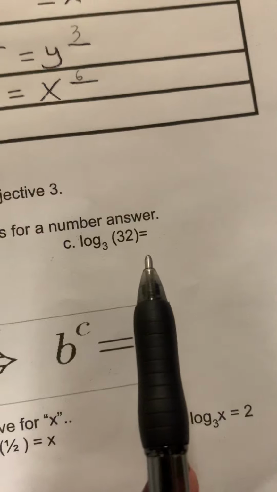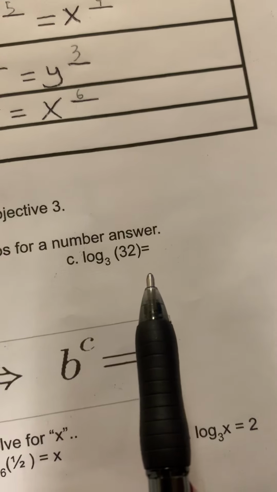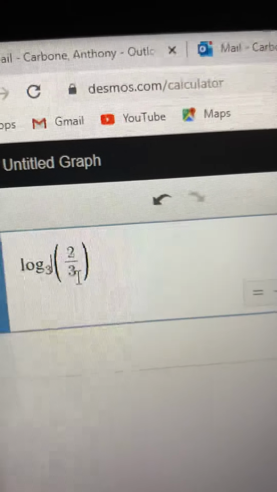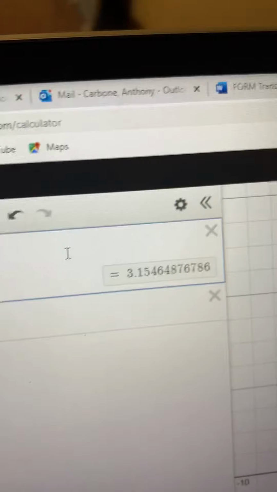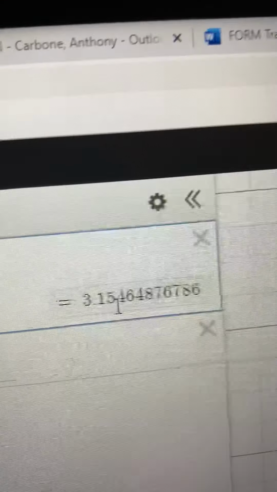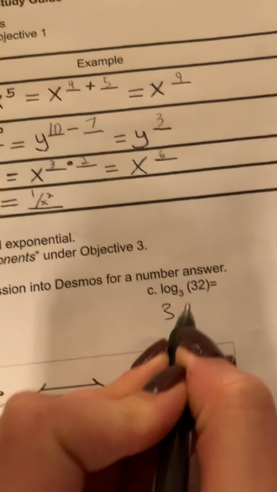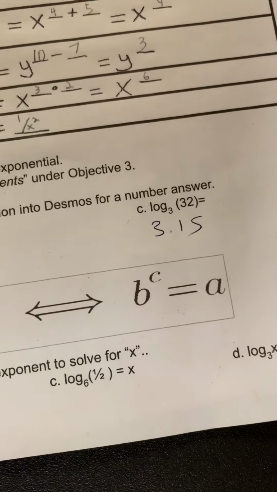Okay, and then the last one is log 3 of 32. Again, I'm just gonna change the log I already have up here. So this is gonna become log 3, and inside the parentheses is 32. My answer, I'm just gonna put 3.15. So those are pretty simple. You're just evaluating those logs. Okay, the next couple examples are a little different.